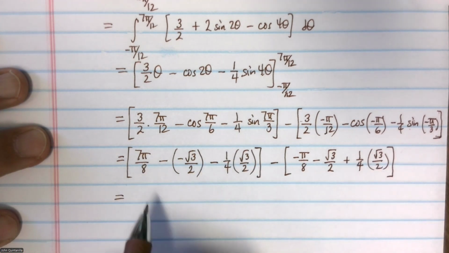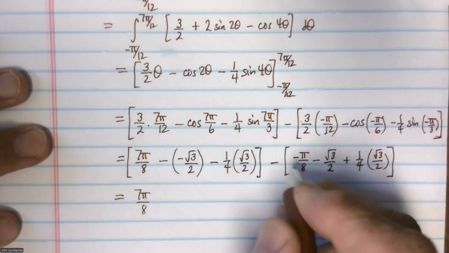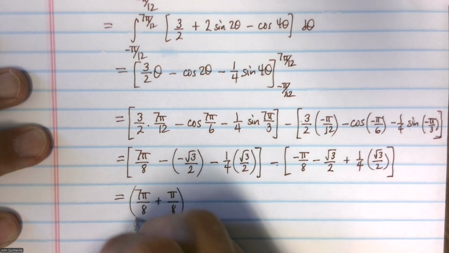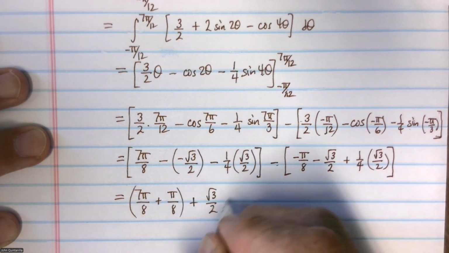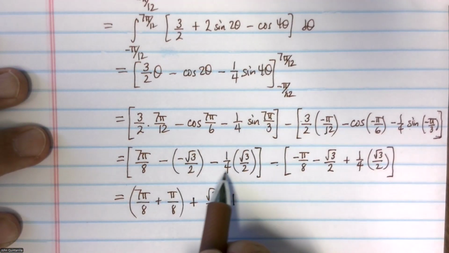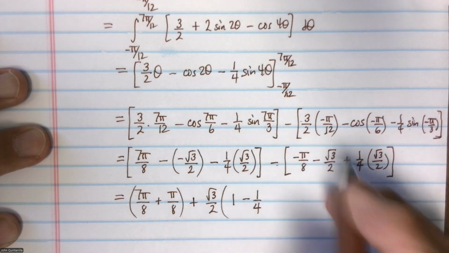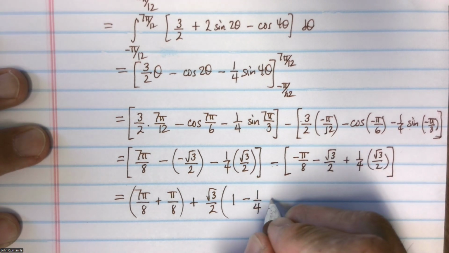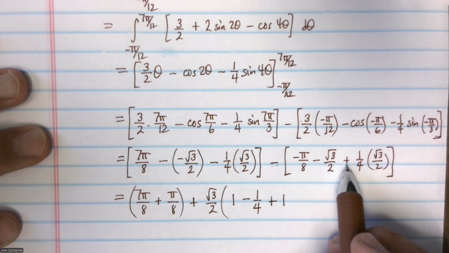Okay, so what do we get? So let me take the first terms off by themselves. So 7 pi over 8, and then minus and minus makes plus pi over 8. Okay, so those are put together. All right, now everything else has a square root of 3 over 2 in it, so let me factor that out. So what's left will be 1 here. Then I factored out square root of 3 over 2, so that what's left is minus 1/4. So here I have a minus, so plus 1 again.